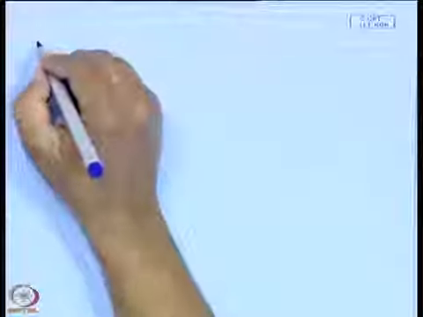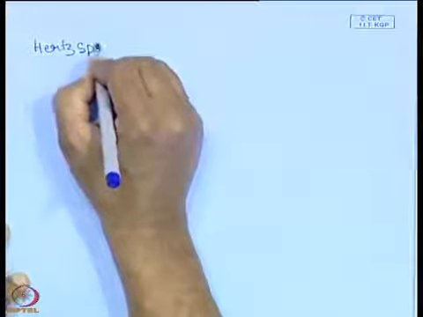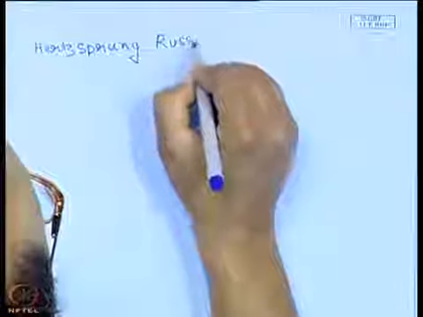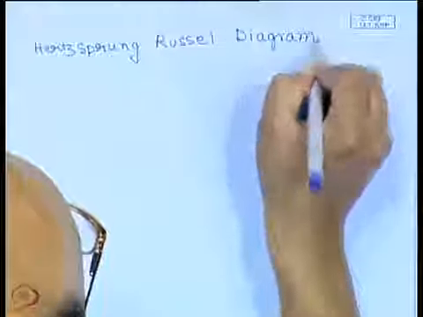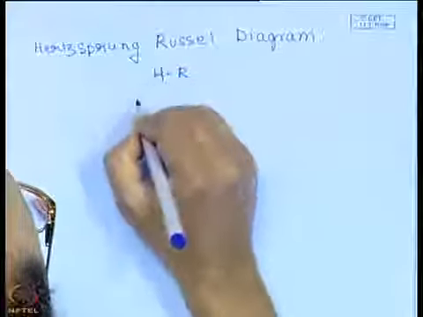Now, let me introduce the HR diagram. This is called the Hertzsprung-Russell diagram, referred to as the HR diagram. And the HR diagram is one of the most useful methods for understanding stars and looking at stars.